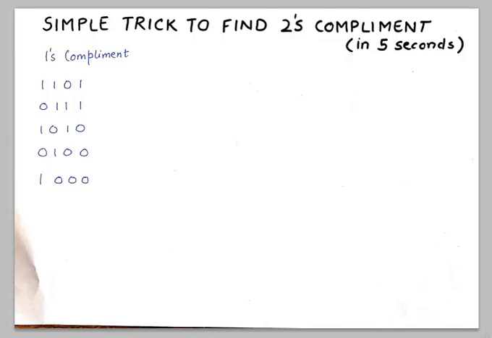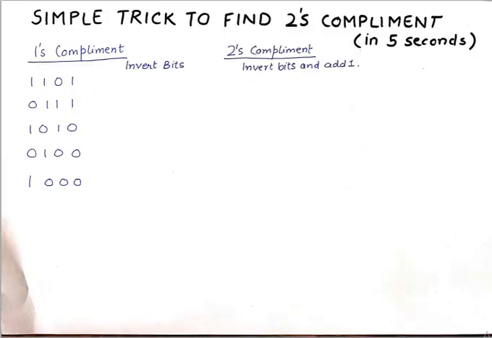So in order to start, I'll just go through the process of finding the 1's complement, which is pretty easy. If you have a number, for example, 1101, and you wish to find its 1's complement, that can be obtained by inverting the bits. So all ones are converted to zeros, and all zeros are converted to ones.